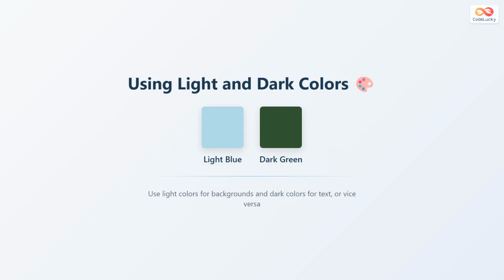In design and in everyday life, light and dark colors are used in specific ways. Light colors work well as backgrounds, while dark colors work well for text and important information. You can also use light colors and dark colors together to create good contrast and make things easier to read. For example, dark text on a light background is easy to read.